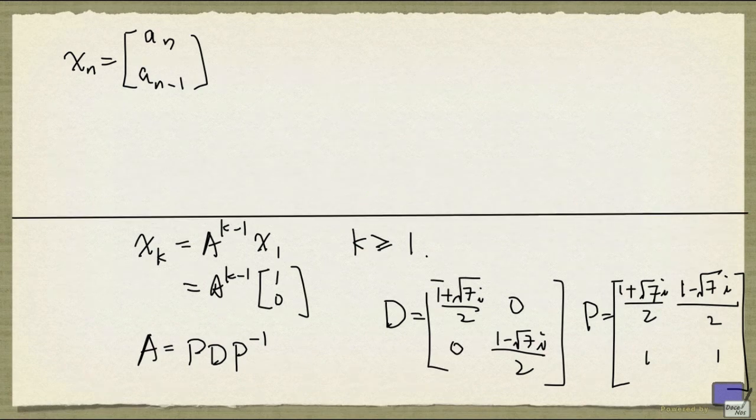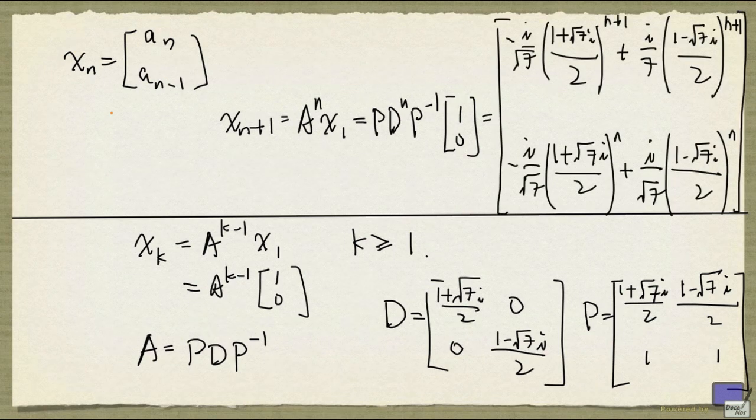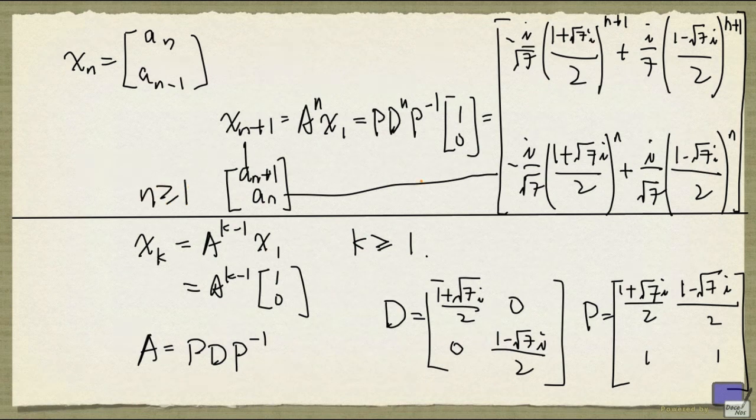So with this, we can write down x_{n+1} to be A^n times x_1, and that's just P D^n P inverse times (1, 0). And this, if you work it out, will be this tuple here. But since x_{n+1} is (a_{n+1}, a_n), a_n is this, and this formula is valid for all n at least 1. So we have expressed a_n in closed form, and in order to calculate A100, all you need to do is put 100 for n here, and you'll get the answer.